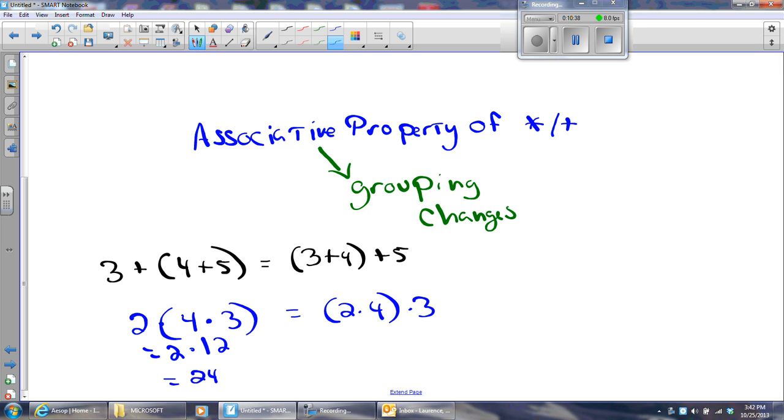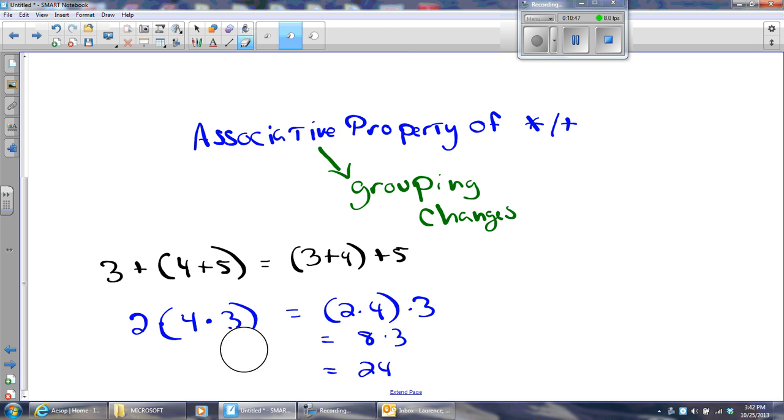And here, we're going to get 8 times 3, which is 24. And you see they are, in fact, the same. So this is the associative property of multiplication. Okay, so you might want to review that.